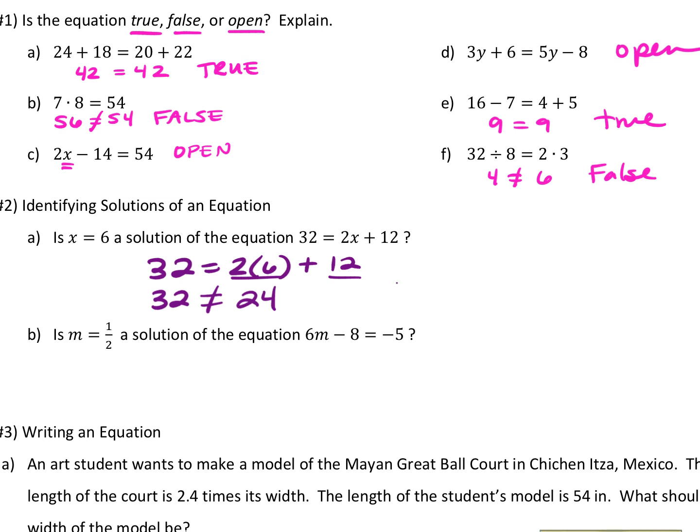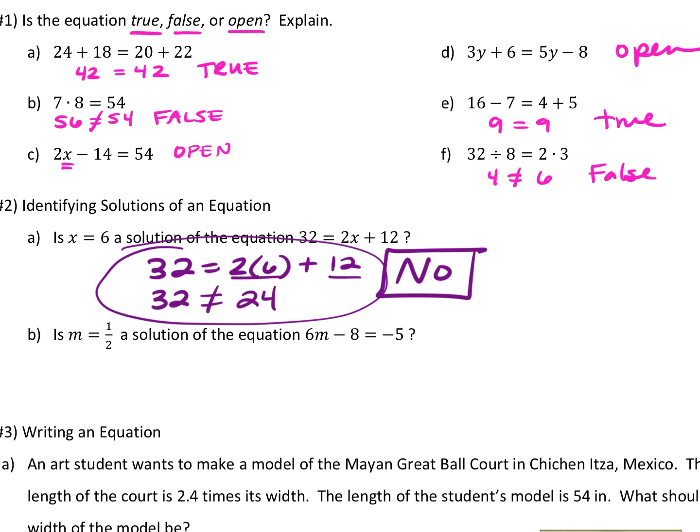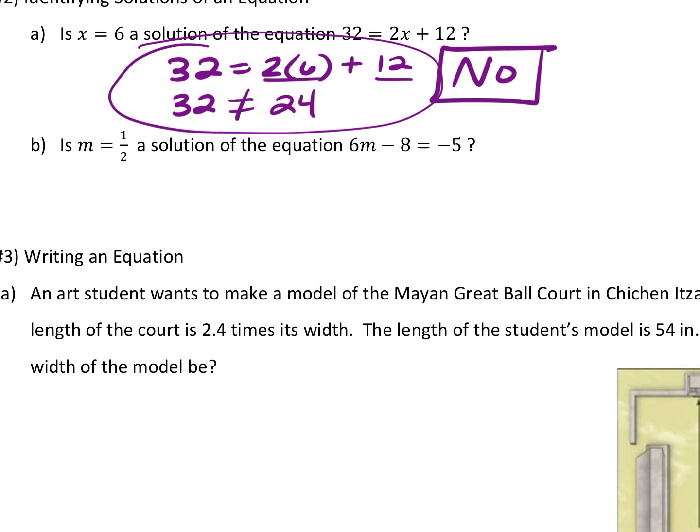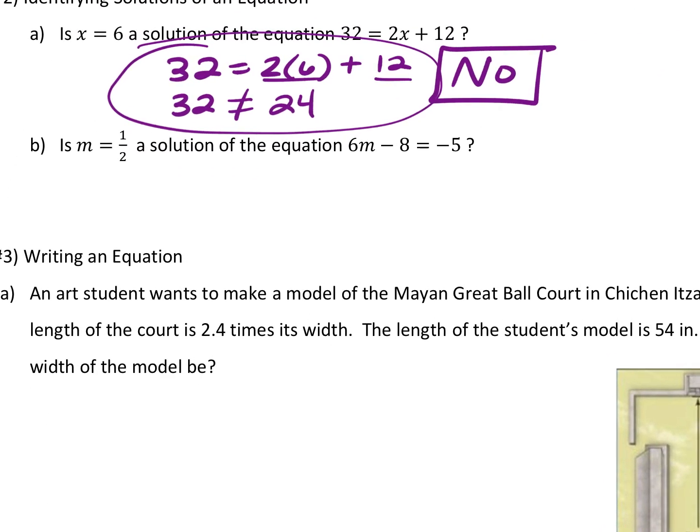So is that a solution? We would say no and leave all this work here so I can see why, because I'm not just saying 50-50 guess. What is it? I want to know why is it not? This is why it's not, right? Because we showed you what we did. All right, so try B. Is m equals 1/2 a solution to 6m minus 8 equals negative 5?